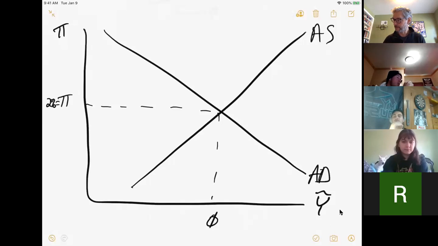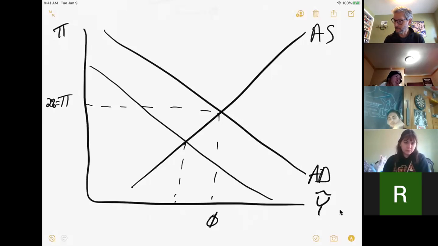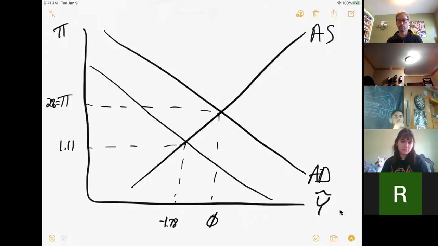And then what happens? Aggregate demand falls by 2%, but notice output does not fall by 2%. Why? Because inflation adjusts. So in period 1, we should see inflation fall to below 2% and short-run output fall to below 2%. Is that what we found? Yes. We found that output fell to -1.78% and inflation fell to 1.12%. That's where we are in the first period.